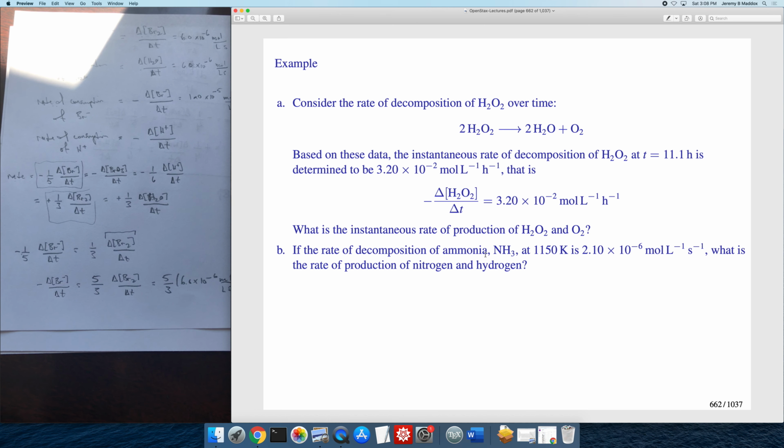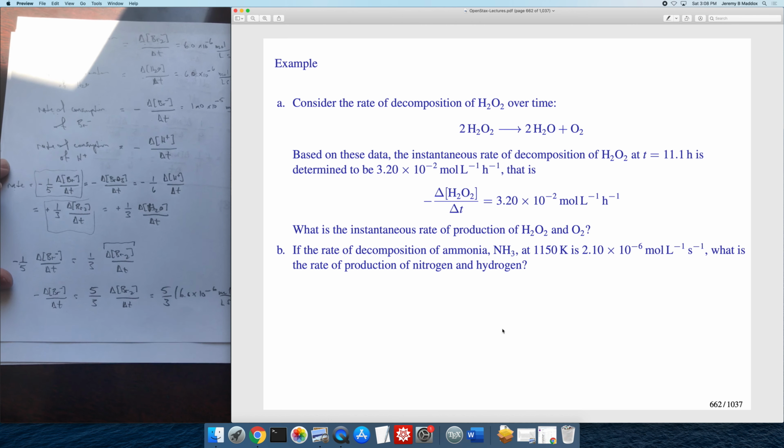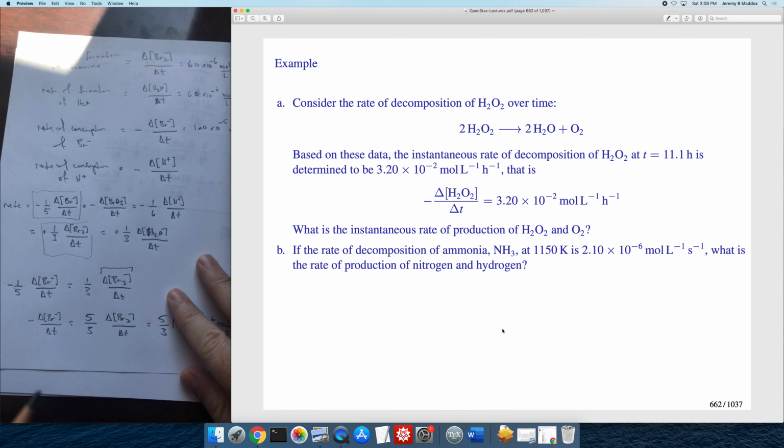Part B is the same. The only difference is you have to come up with the reaction for the decomposition of ammonia. I'll leave that as an exercise for you. This is something that you want to be able to practice and do.